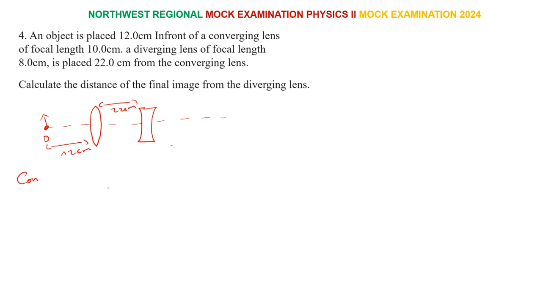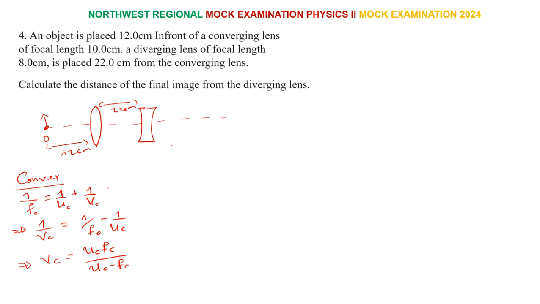With respect to the convex lens, or the converging lens, we use the lens formula where 1 on f is equal to 1 on u plus 1 over v. I can call this v convex, f convex. So 1 on vc will simply be 1 over fc minus 1 over uc. And so this means that my vc will simply be uc fc divided by uc minus fc.